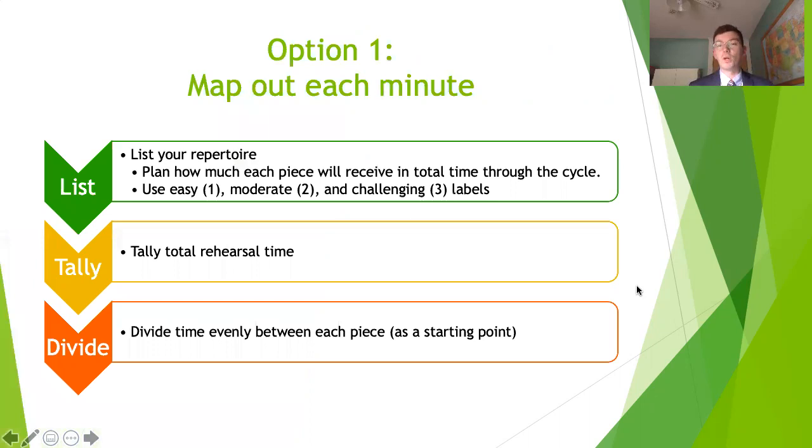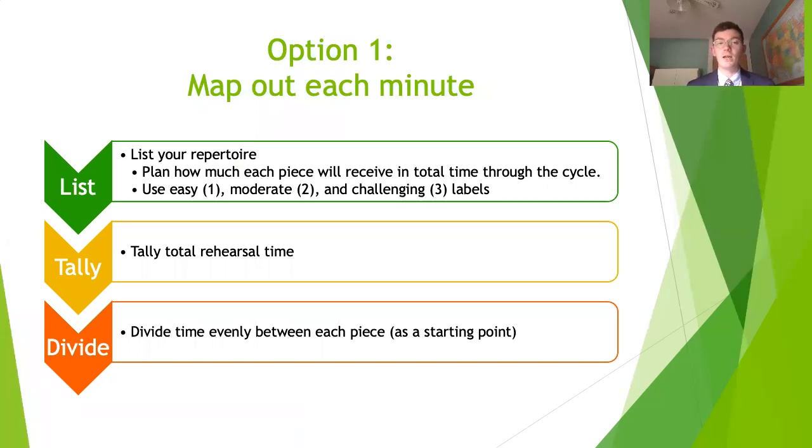Let's look at option one, mapping out each minute. The idea here is that every single piece that you're rehearsing over the course of that cycle will get a number for minutes that you will devote to it in rehearsal. And every single minute of every rehearsal will be accounted for.